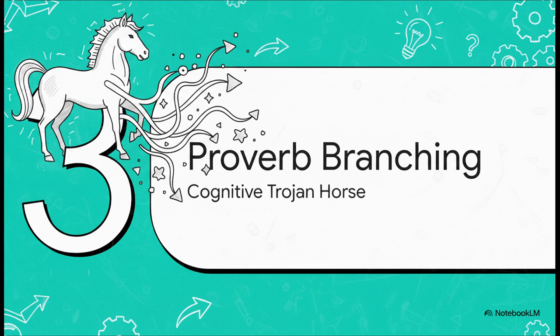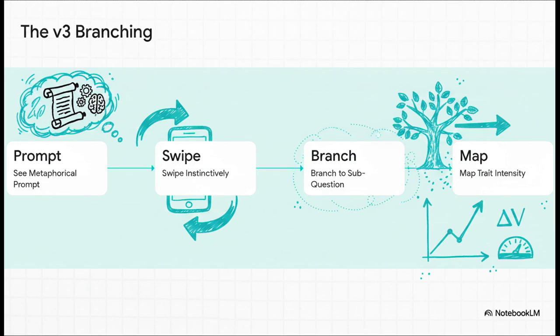Which brings us to section 3, the proverb branching upgrade, a cognitive Trojan horse. So the absolutely crucial question is, how do you bypass a user's psychological defenses to get to the actual truth? How do you get past that impression management we just talked about? Well, Discover V3 introduces what's basically a cognitive Trojan horse. It's a two-tiered proverb branching system.